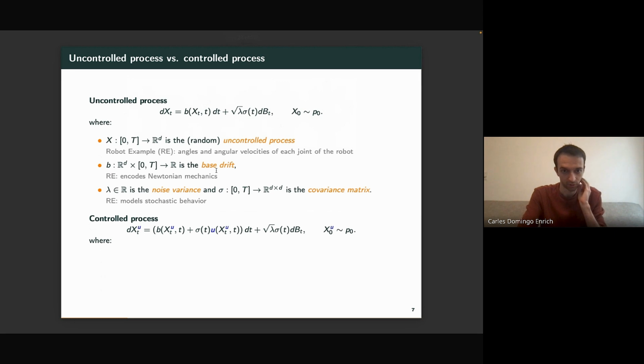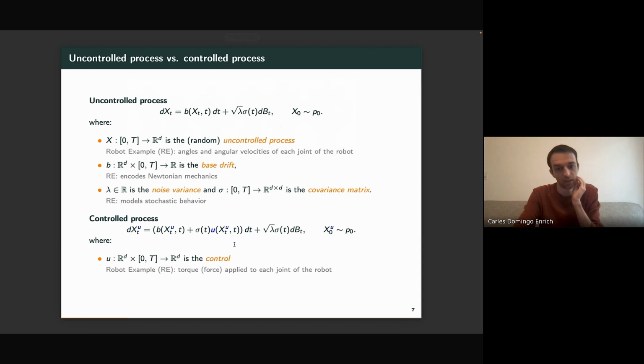And once we have all of these things defined, we can go to the control process. So this is a process where we have an additional term that's sigma times u. And yeah, u is just a control. So it's a vector field that takes in state variable and the time variable. So that's Euclidean space times this interval. And it outputs a vector. In the case of the robot example, that would be the torque or the force applied to each joint or each linear actuator that you have in your robot.